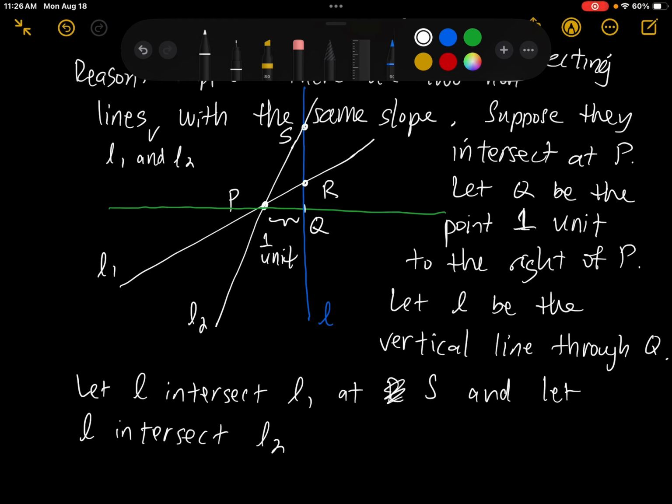intersect L2. Oh no, wait. L1 and L are intersecting at R, and let L intersect L2 at S. And let's say that this common slope is M. That's typical notation. It's typical to call the slope of a line M.